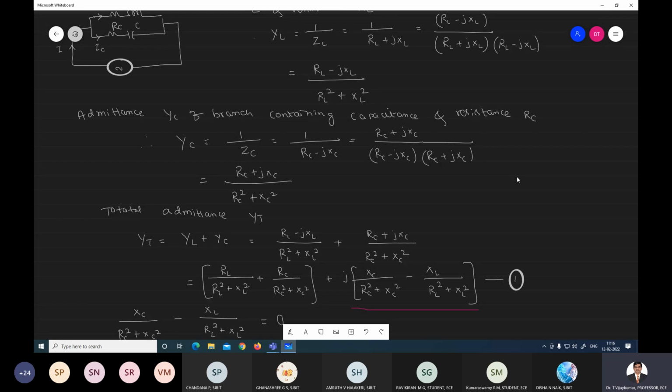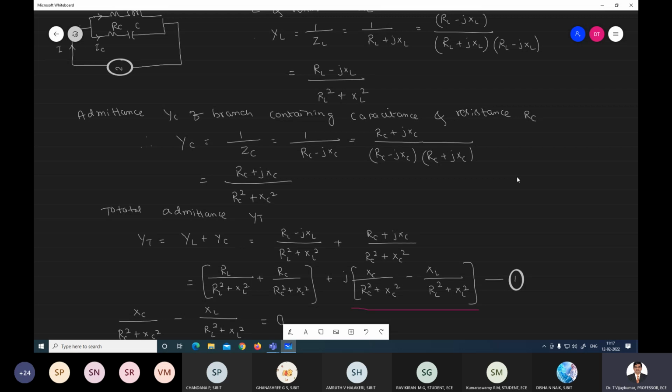Now RC minus jXC into RC plus jXC in the denominator is again the term A plus B into A minus B, that is A square minus B square here also. That is RC plus jXC divided by RC square minus jXC whole square. Again, j square is minus 1, minus into minus is plus, therefore plus XC square.